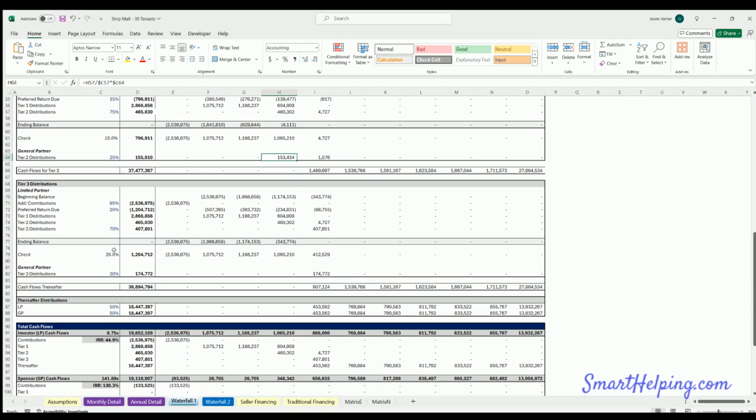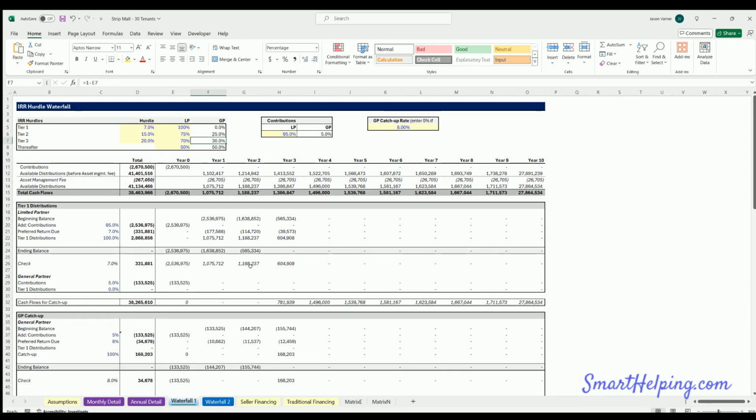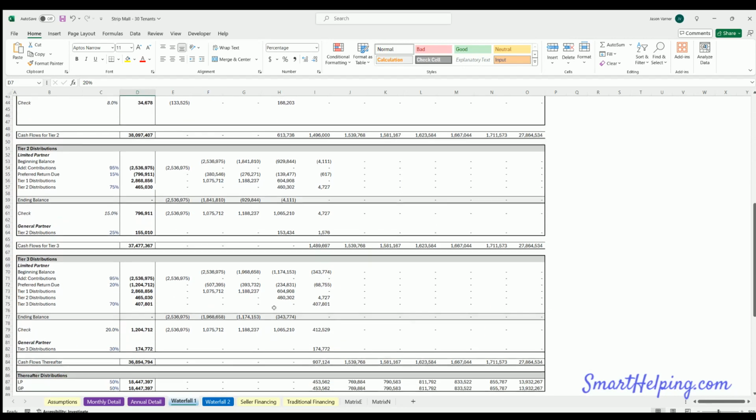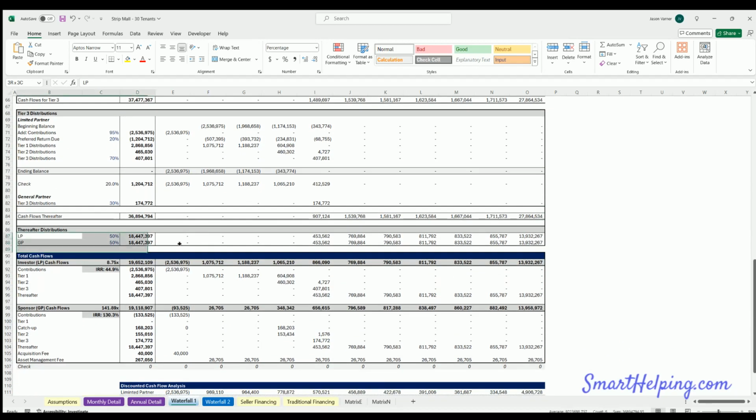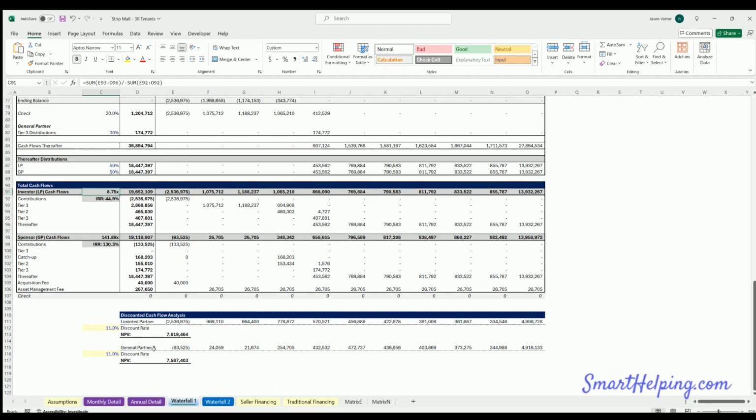Then we go to tier 3, and the same thing, up to 20%. The cash is now split at 70-30. GP is getting a little bit more now, up to 20% IRR achieved for the LP, and so on. So that's the IRR hurdle schedule. The last hurdle is just 50-50. So after the LP's gotten a 20% IRR, we're going to split everything 50-50. Here's the exit IRRs and equity multiple for GP and LP. Also discounted cash flow analysis for each. You see the GP fees here are included in their total distributions.